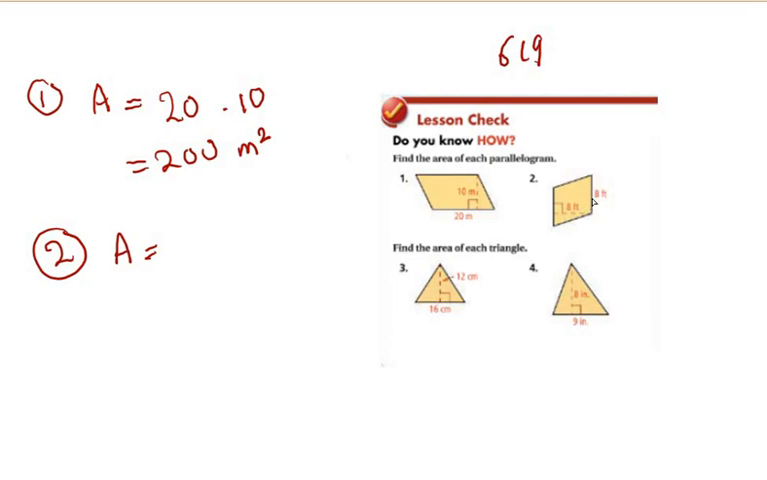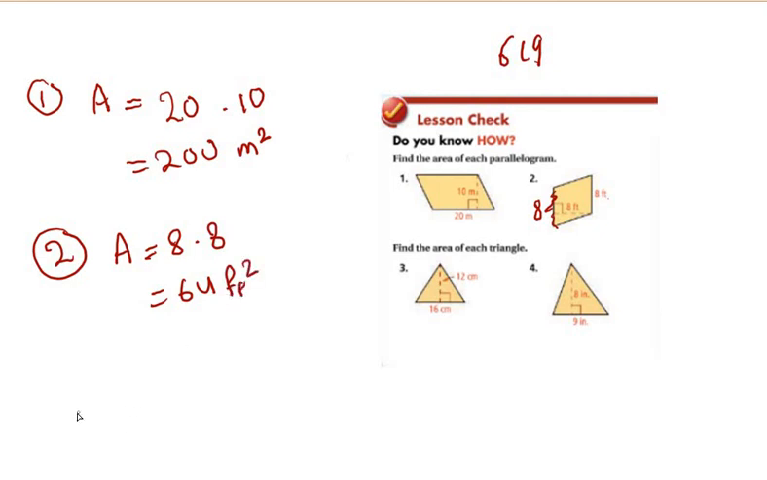Actually, we cannot take this as the base because the height is not on this base. But this base is also 8 feet because we know that for any parallelogram, each two opposite sides are equal. So this is 8 and this is 8, and the height is 8 as well. So this is 8 times 8, which is 64 feet squared.